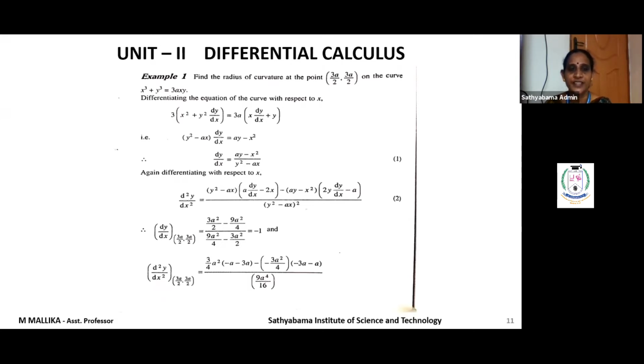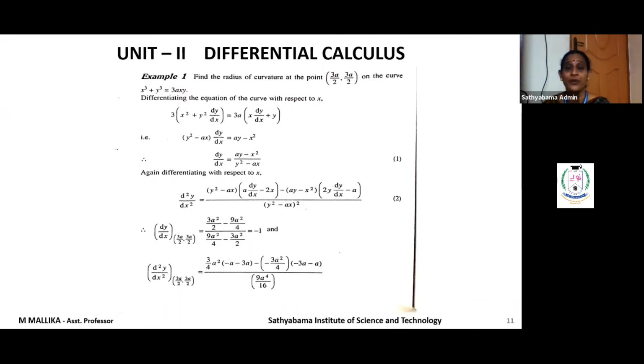So take your left hand side. What do you have on the left hand side? You have x³ whose differentiation is 3x². Then you have y³ whose differentiation is 3y² dy/dx, because you are differentiating with respect to x. This is equal to the right hand side, 3a into xy, of which 3a is constant. So take the constant completely outside. What is balance is x into y. Since y is a function of x, x into y is of the product form. So you have to use the product rule.